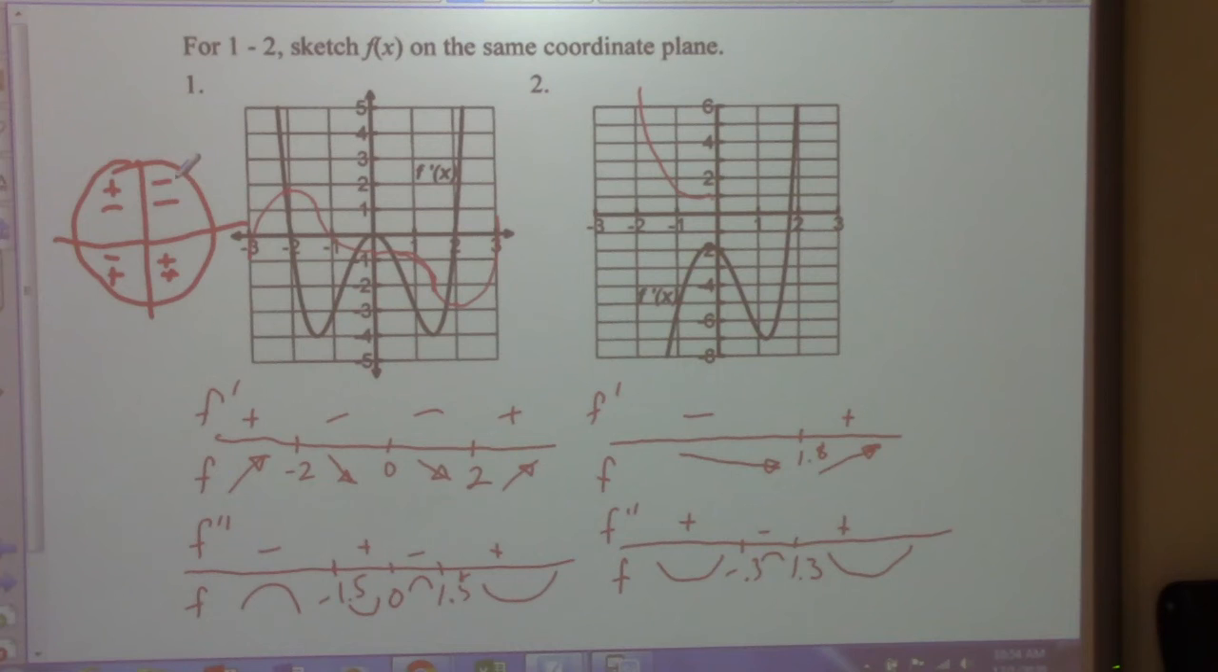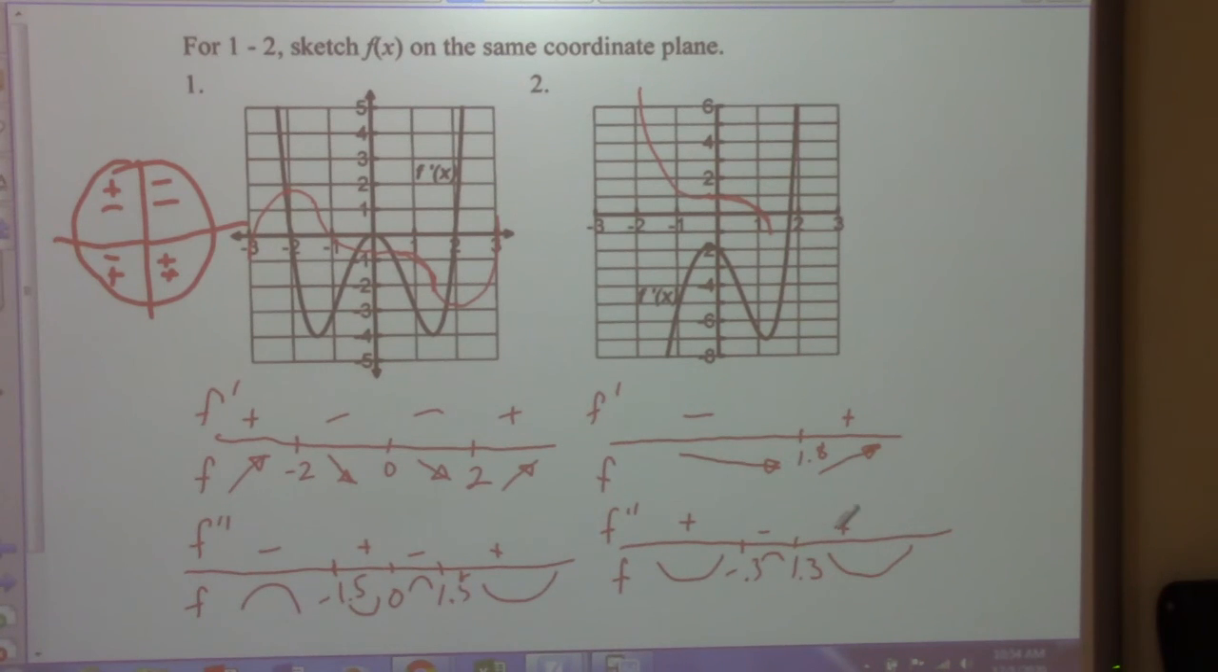Negative, negative, so it's going to be this looking thing here, right? All the way to 1.3. So here's 1.3 over here. So the graph is going to go like this, a piece like this. So something like that, right? Does that look about right?